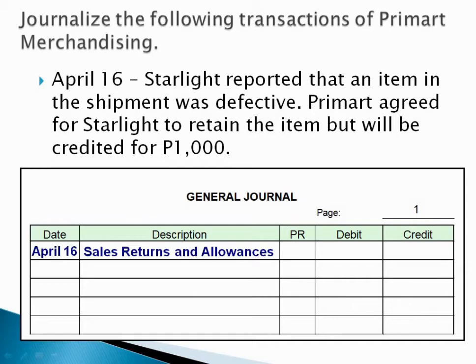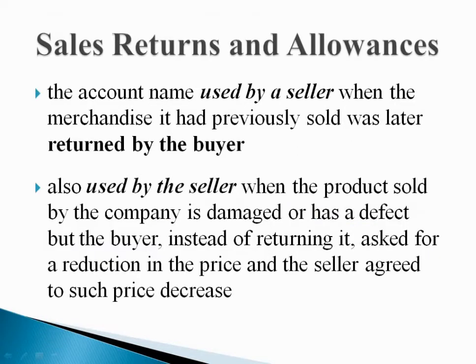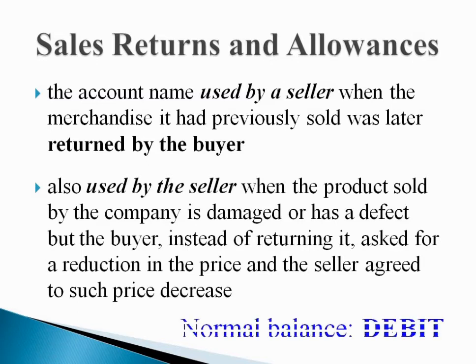Remember part 1 of this video series? The account title Sales Returns and Allowances is also used by the seller when the product sold by the company is damaged or has a defect, but the buyer, instead of returning it, asked for a reduction in the price, and the seller agreed to such price decrease. And what is the normal balance of sales returns and allowances? Debit.